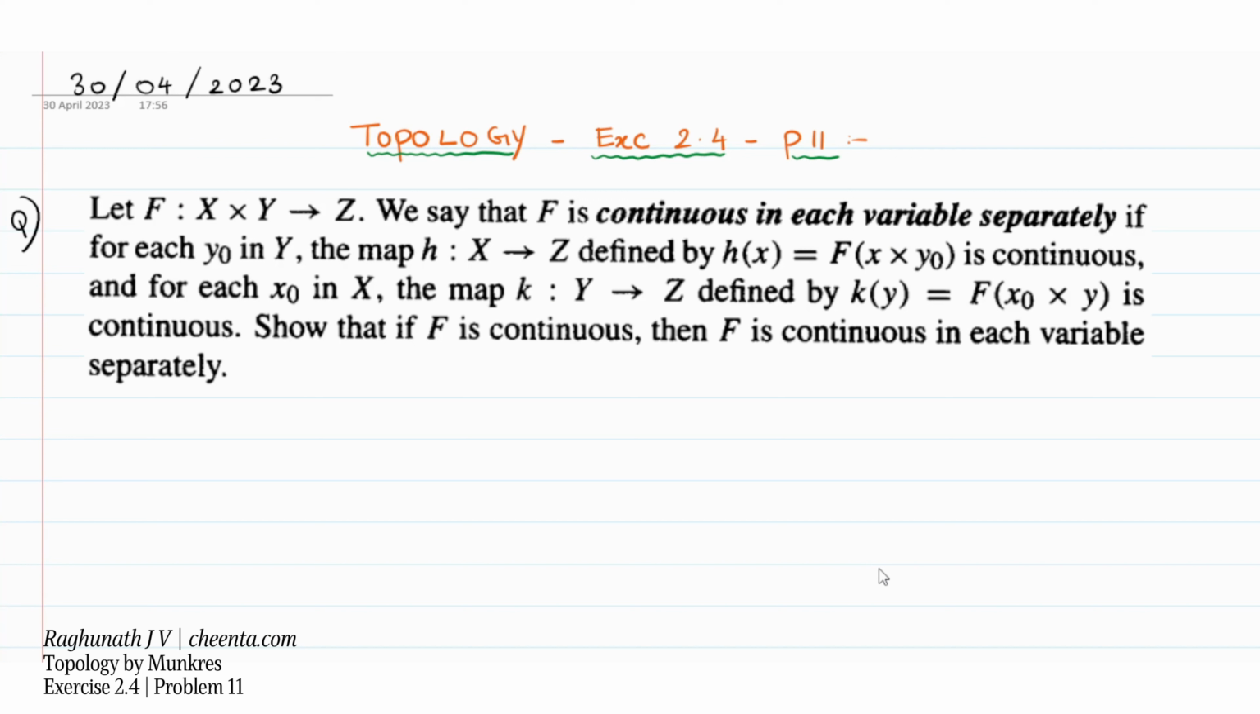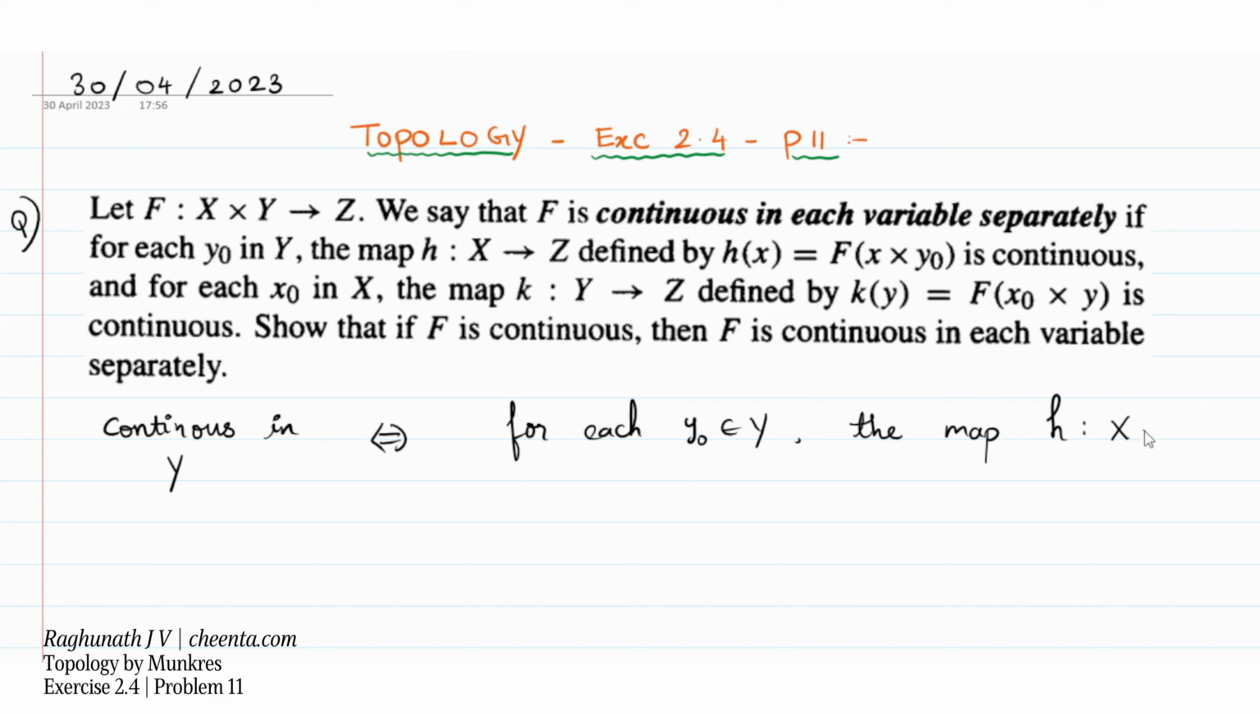So it talks about continuity of a function in each variable separately. Consider a function F from X cross Y to Z. F is continuous in Y if and only if for each y naught in Y, the map h from X to Z, defined as h of x equals F of x comma y naught, is continuous.